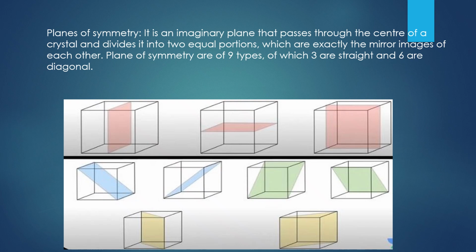Fourth one, axial plane. A mirror plane that lies parallel to one of the crystal axes. Fifth one, basal plane. This plane lies at the base of the crystal unit cell. Sixth one, diagonal plane. This cuts diagonally across the structure. Seventh one, symmetry plane that passes through the face. Eighth one, symmetry plane passing through an edge. Ninth one, symmetry plane that passes through a vertex.